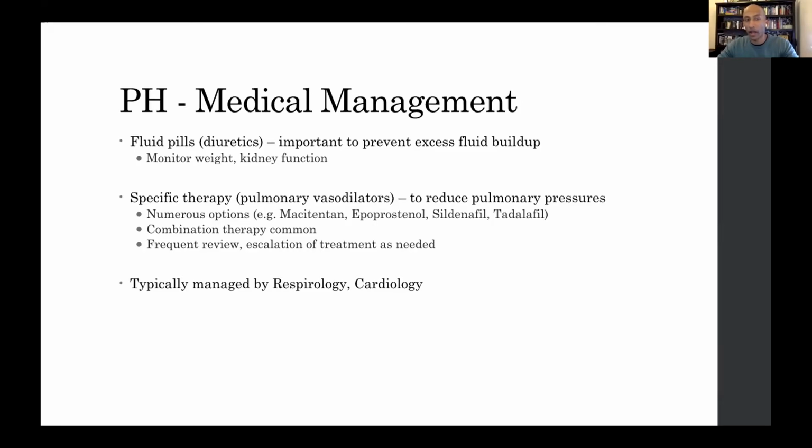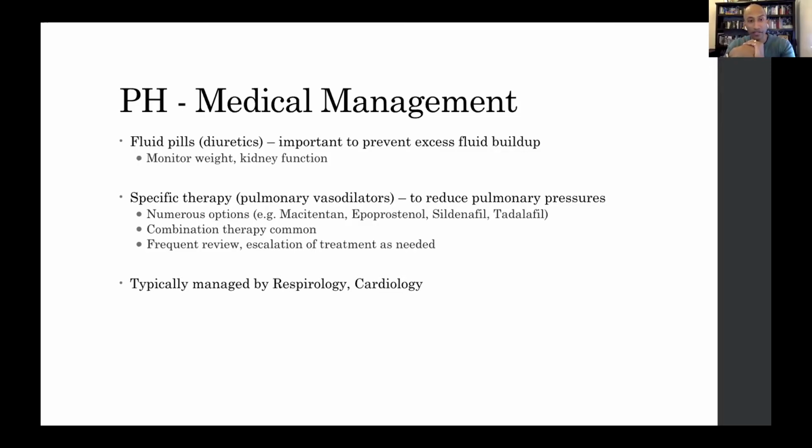In terms of pulmonary hypertension specific medication, there are several medications for this. These are called pulmonary vasodilators. Basically, we're trying to get those vessels in the lungs to relax so that the right heart doesn't have to work so hard.